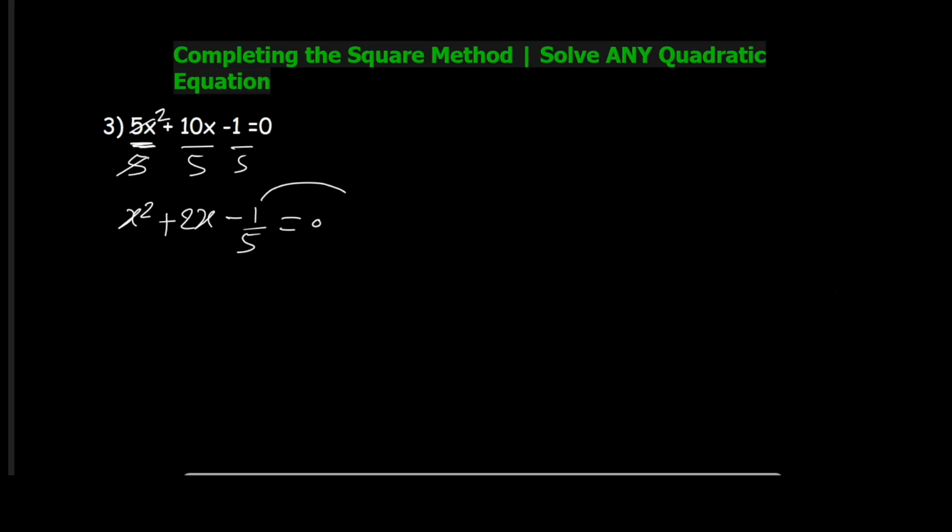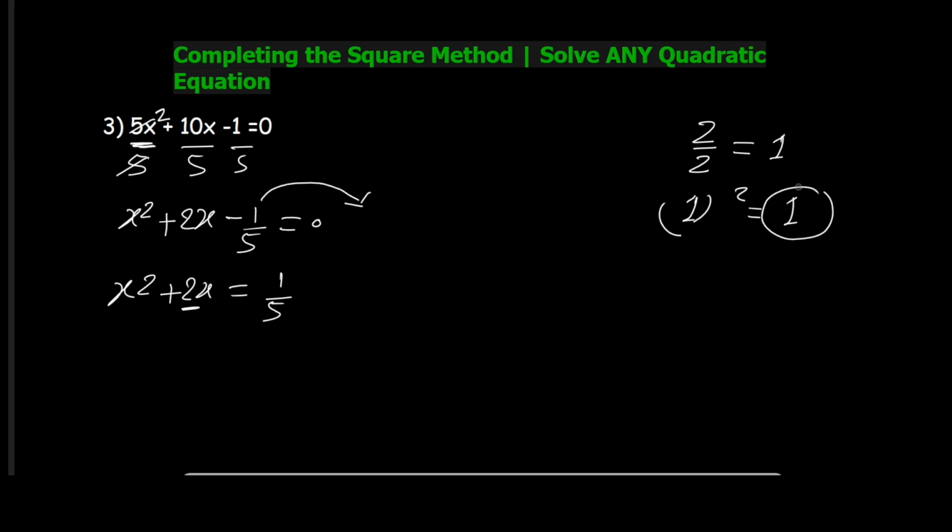I'm going to take this 1 over 5 to the right side of the equation. So x squared plus 2x equals 1 over 5. Here the coefficient of x is 2. Taking half of the coefficient of x, which is 2 over 2, gives us 1. And the square of 1 is 1. So I'm going to add this 1 to both sides of this equation: x squared plus 2x plus 1 equals 1 over 5 plus 1.